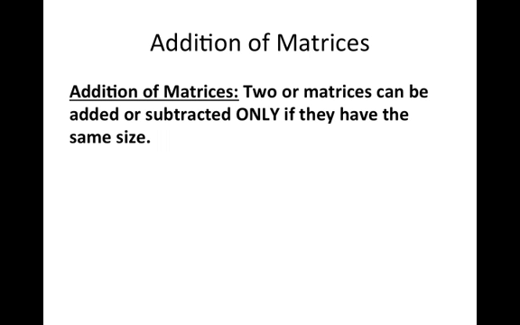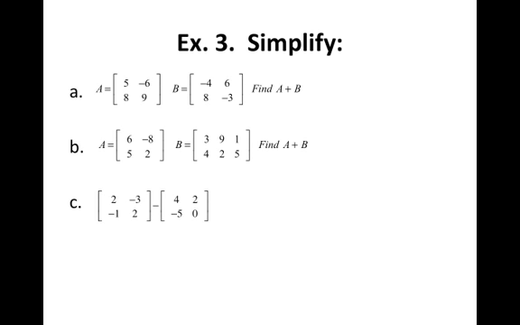All right. 2 matrices can be added or subtracted only if they have the same size. So if they're different sizes, you can't add them. And then it's very intuitive from there. You just add corresponding elements or subtract corresponding elements. Easy peasy to do. All right, so we've got 3 examples here. We're going to add for A and B, and then we're going to subtract for C.